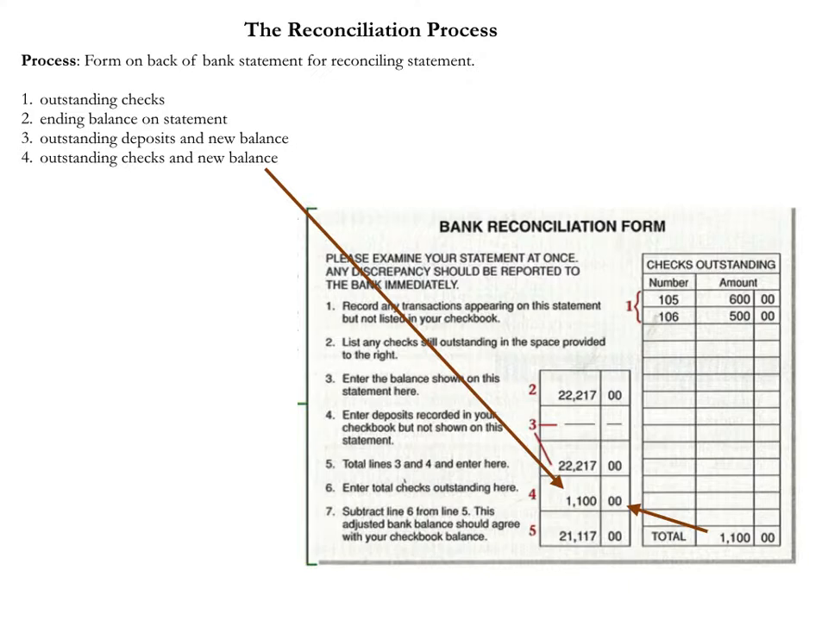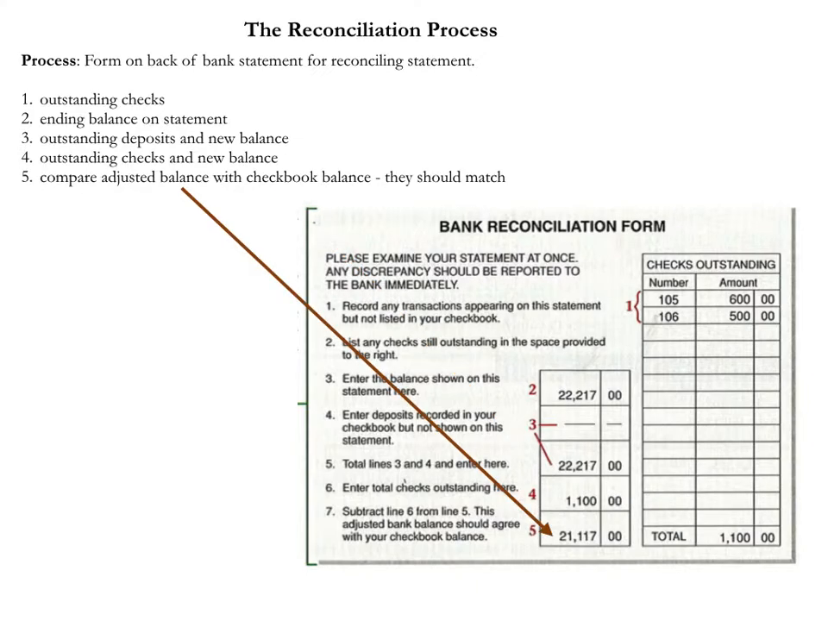Now we're going to take the number that we came up with in step 1, 1,100, and move that over. Because these are checks that were written but not yet cashed, we'll subtract them from our balance, with a new balance of $21,117. This balance should match what you have in your checkbook.